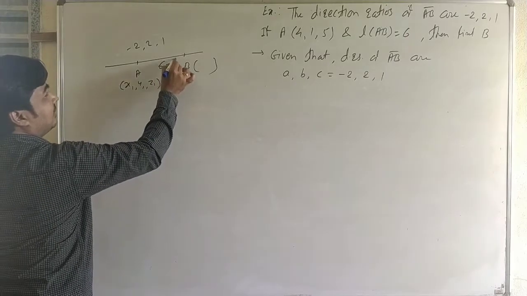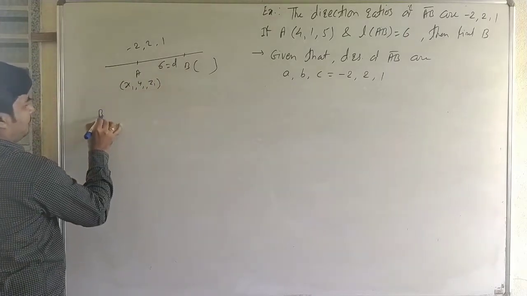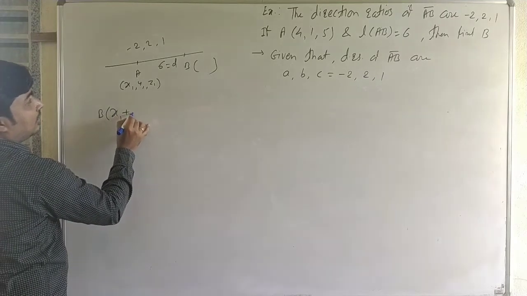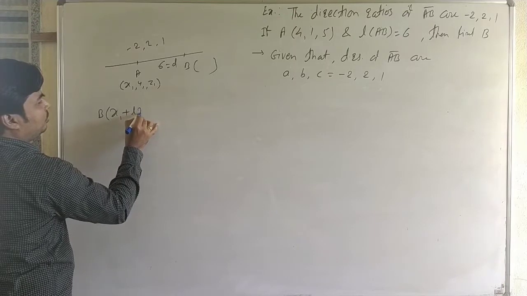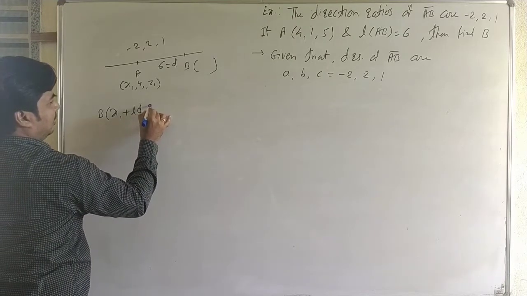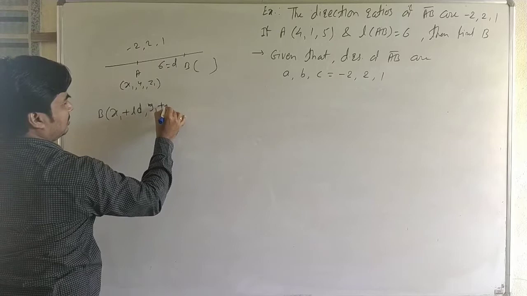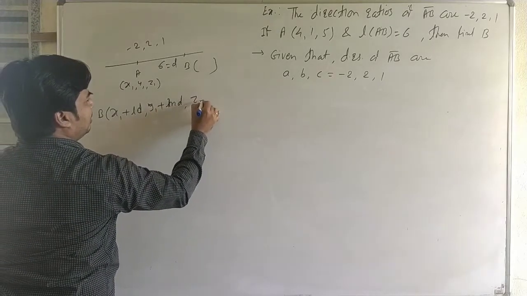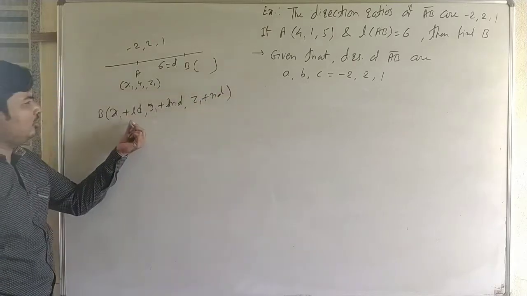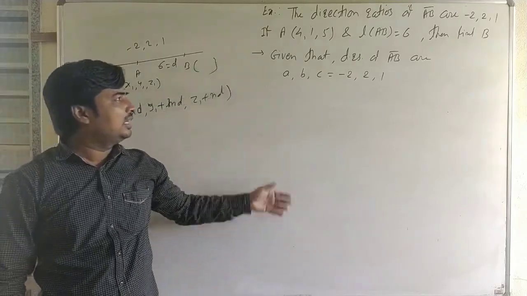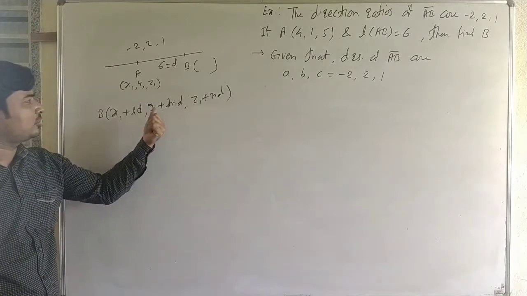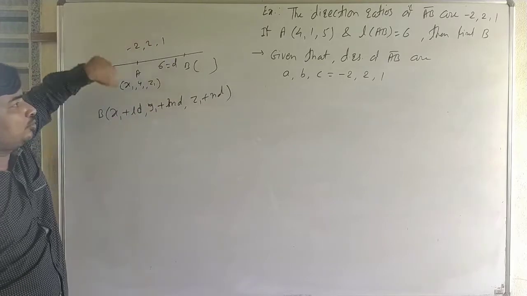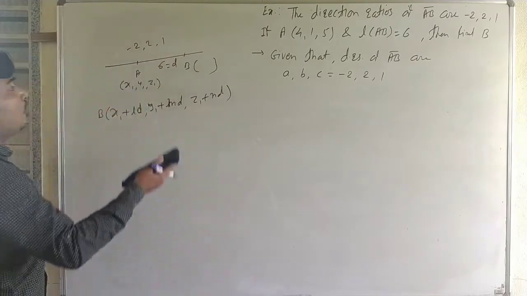Then the coordinates of B are x1 plus L into D, y1 plus M into D, and z1 plus N into D, where the values of L, M and N we find with plus or minus signs. This is the formula for finding the coordinates.